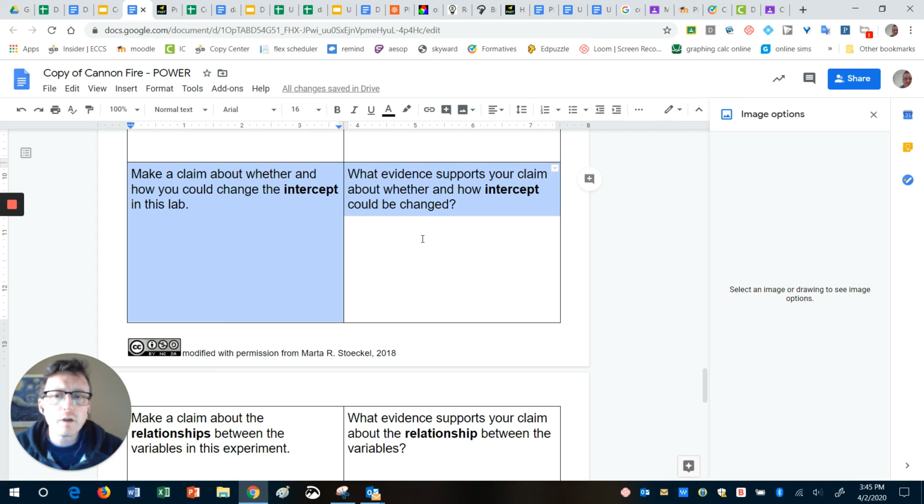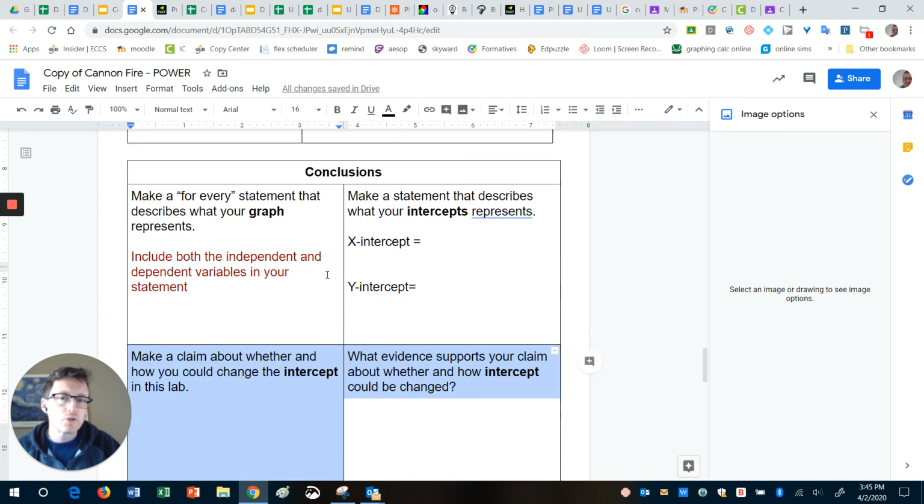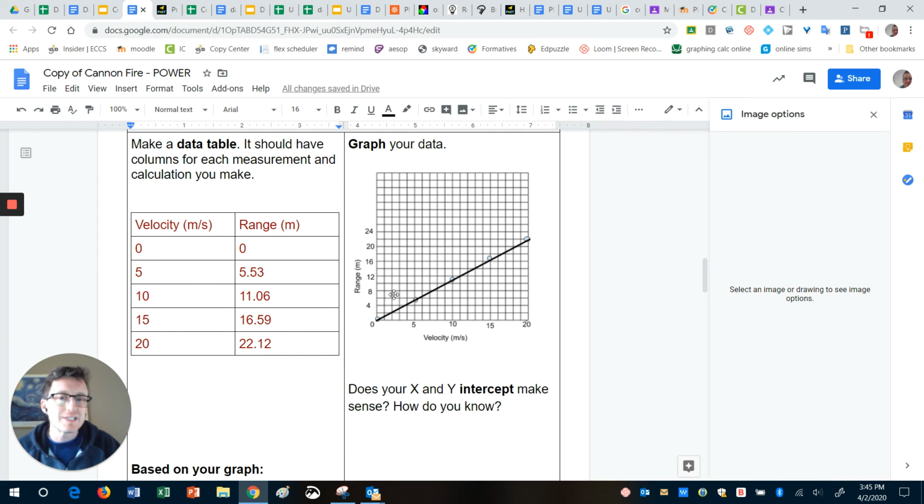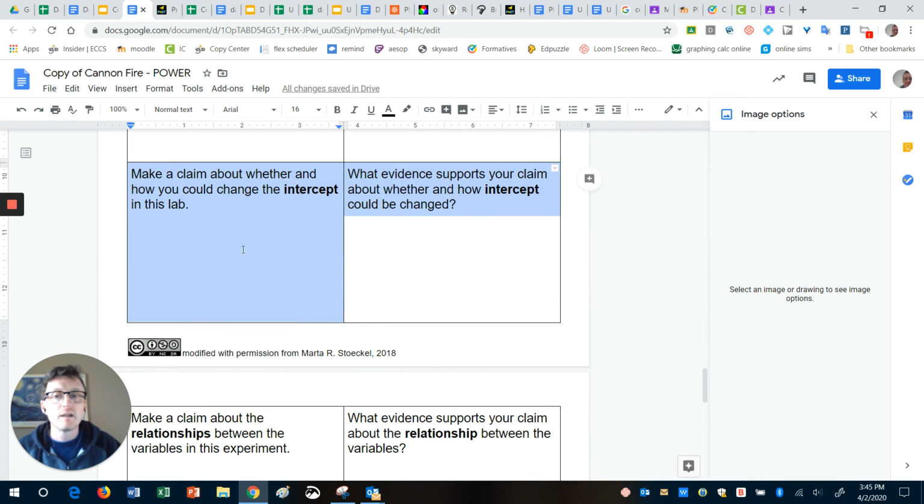And then these boxes down here are basically saying, make a claim about whether and how you could change the intercept for this lab. If you want to play with the simulator to see if you can get that to happen, I want you to think about how you might change where this line intersects the x or the y-axis. Just because it's asking you to do that, the answer could be I change the height, I change the object, whatever that might be. It might also be that you can't change the intercept.